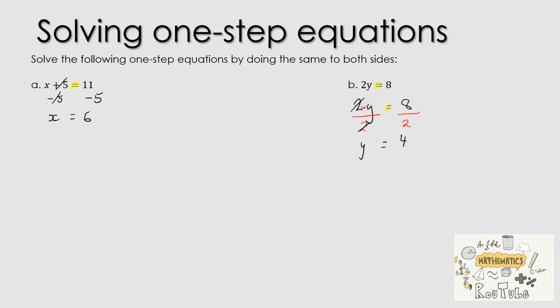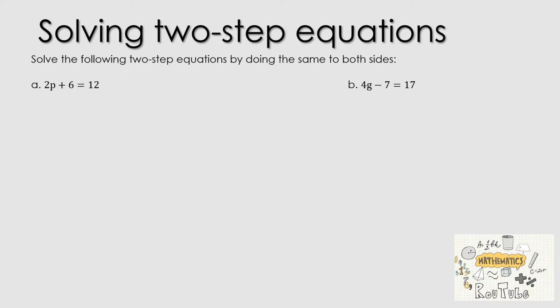first saw the question. So inverse operations and making sure you're doing the same thing to both sides are the most important things for these couple of examples. All right, now let's have a go at solving two-step equations.